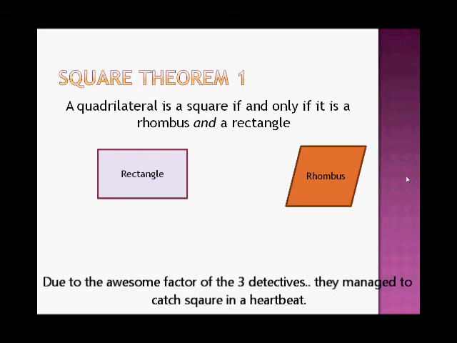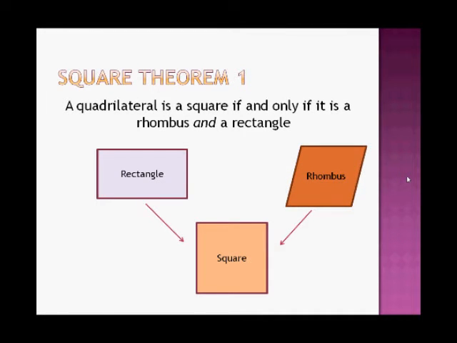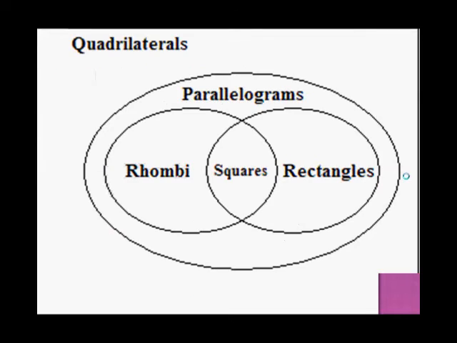Okay, so now we have square's memory card. Let's check this out. So we have rhombus's data and rectangle's data. If we put them together, we get square. So that way, a quadrilateral is a square if and only if it's a rhombus and a rectangle. It all makes sense now. And there's this big old family tree of evil parallelograms and rhombi and squares and rectangles all created by parallelogram.